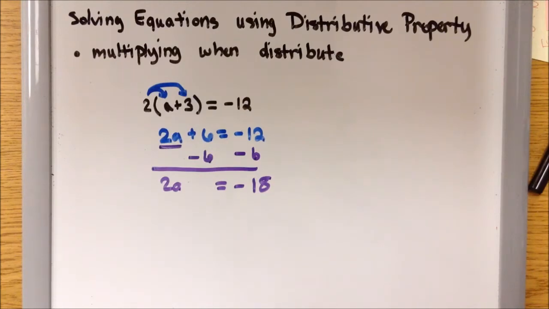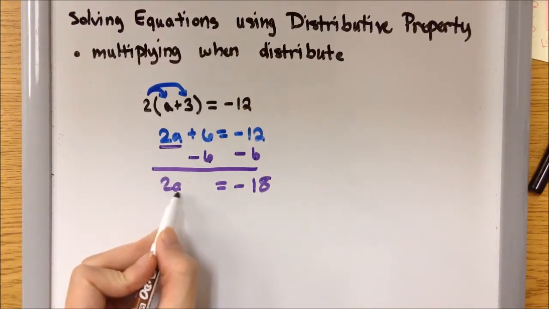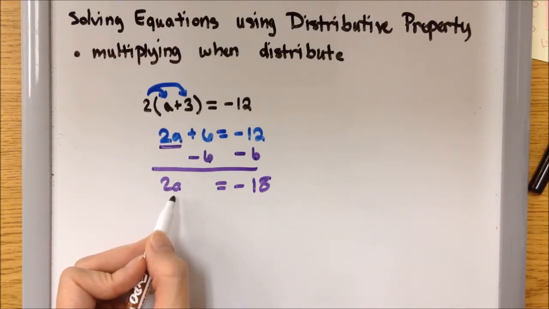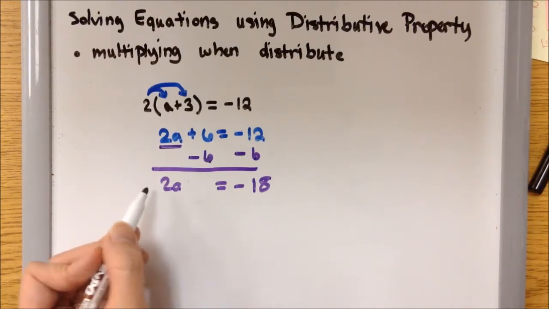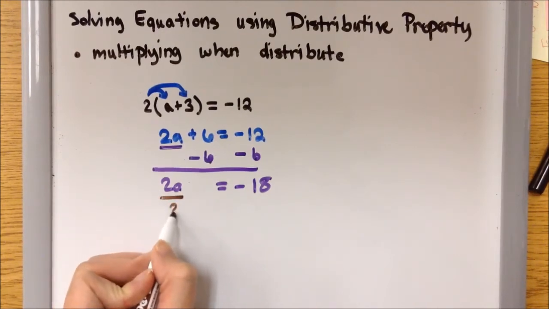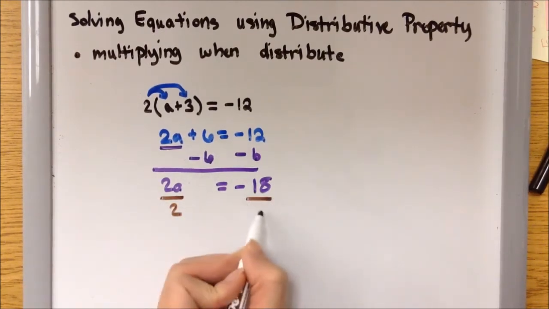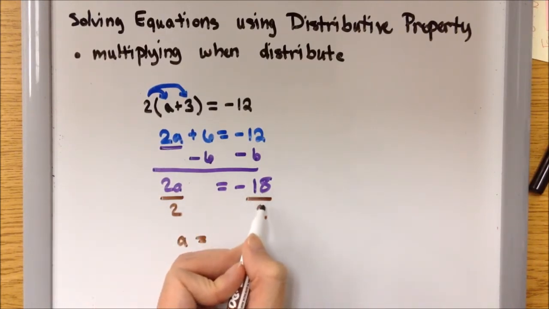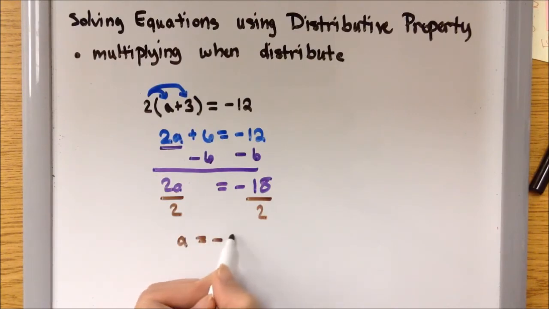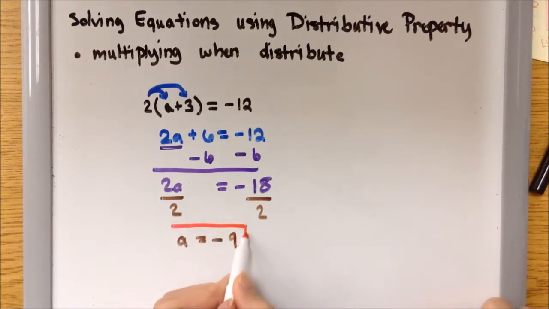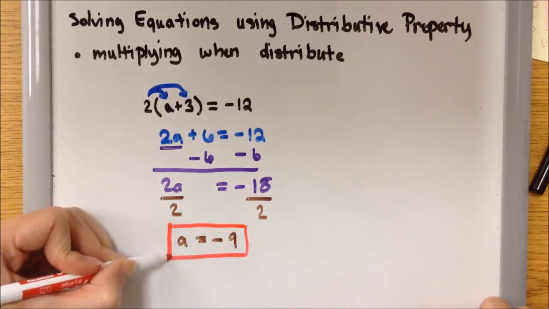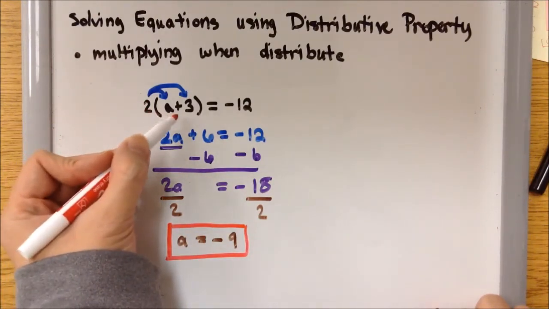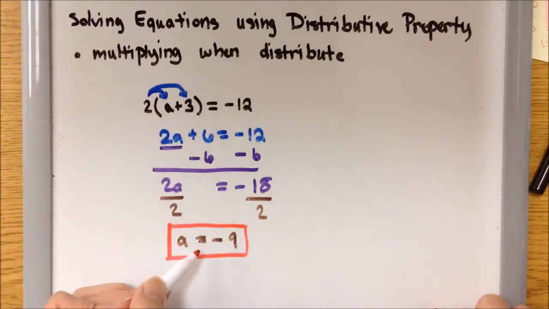Now we're close to getting the variable by itself. We have 2a. 2 is in front of a, so it's multiplying. The opposite of multiplying by 2 is divide by 2. Since I did it on the left, I can do it on the right, divide by 2. So I'm left with a equals -18 divided by 2, which is a whole number, -9. This will be our final answer. So for this example, 2(a + 3) = -12, the final answer is a = -9.